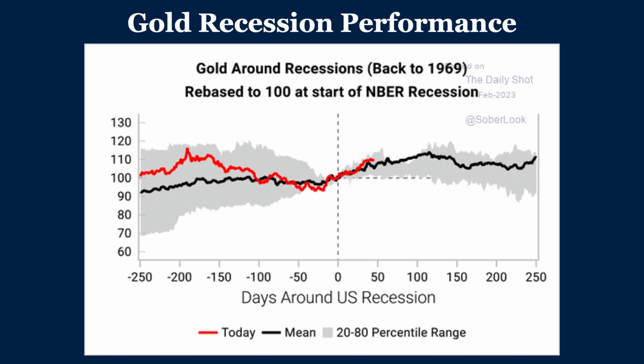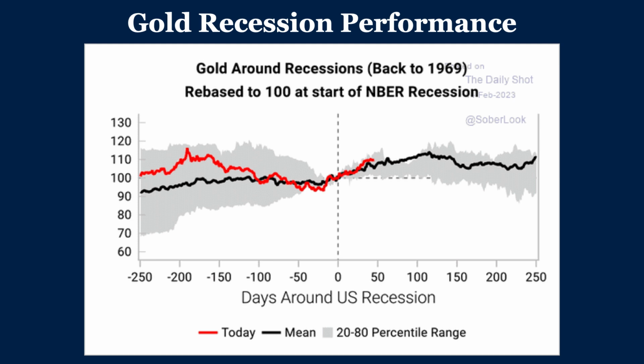And so what does that mean for gold? This is a great chart, looking at gold's performance around recessions. I would ignore the red line. We haven't been hit with a recession yet, so I would just ignore it. The gray is the 20 to 80% range. But the black line, I really like that. That's the average of gold's performance around recessions. And if you look at the black line, typically there is some weakness. This is just the average, but it looks like it bottoms 1 to 2 months before the recession hits.